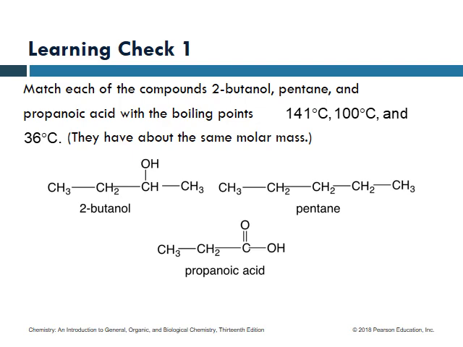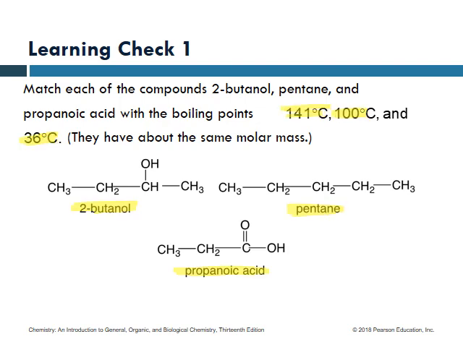Okay, for instance, a question could look like this. Match each of the compounds 2-butanol, pentane and propanoic acid with the boiling points. So boiling points are given, one is 141, 100, 36. So essentially it's just asking you to arrange them in an increasing or decreasing order, right? So we have an alcohol, pentane, which is an alkane, and propanoic acid.